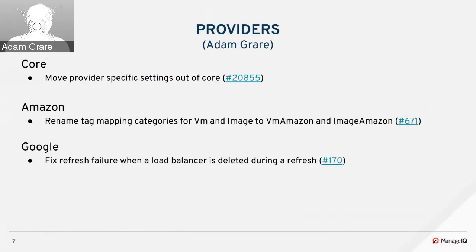For Google, we fixed a refresh failure when there's a load balancer that got deleted during a refresh. So it's possible to have the load balancer get deleted, but a number of the health checks still around. So if you try to do the cross-reference, the API call was failing, and that was blowing up the refresh. So we're now handling that. Next slide, please.